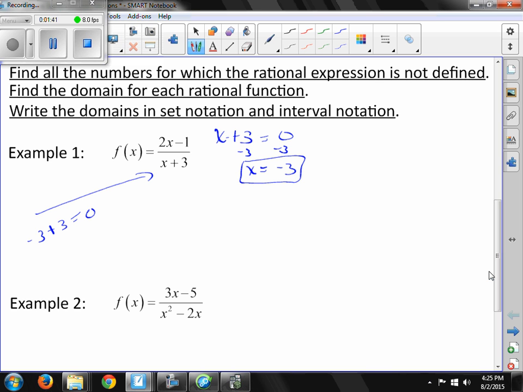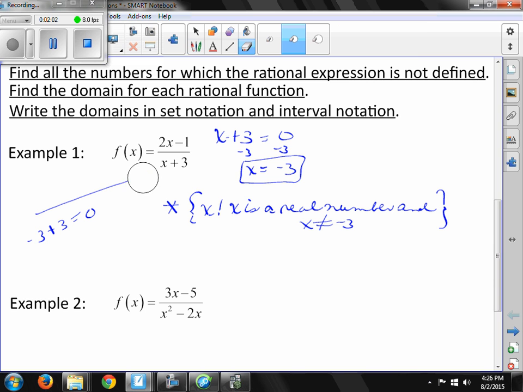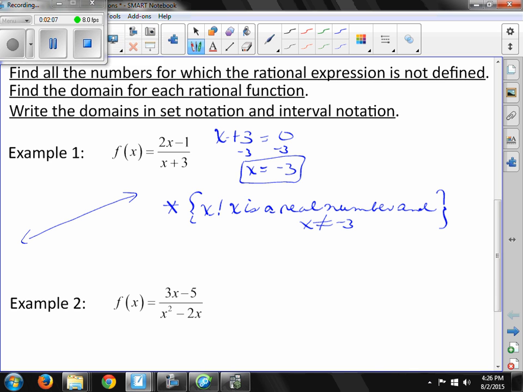So when I express the domain as a set, I'm going to write x such that x is a real number and x is not equal to negative 3. Don't want it equal to negative 3 because that makes the denominator 0. If I express it as an interval, let's look at a little graph of it. You have a number line and you're leaving out negative 3. So you're having everything on one side of negative 3 and everything on the other side of negative 3.